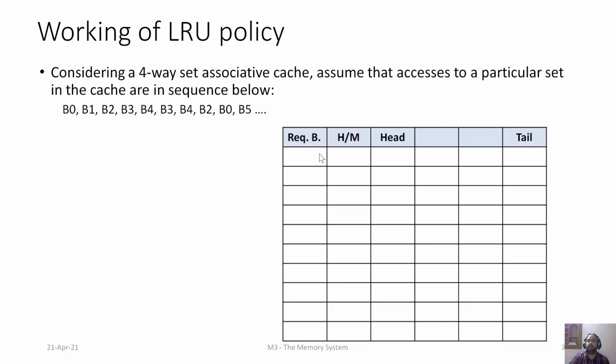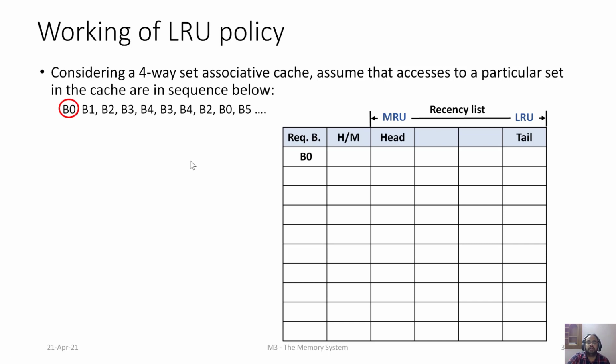So here, for simplicity in explaining, I have built a table. We have column 1 as the requested block, which is one of these, right? And then whether that requested block access is a hit or a miss. And then the last four columns of this table are the recency list. On the left side we have the head, and on the right side we have the tail. The head is also called most recently used, and the tail is the least recently used.